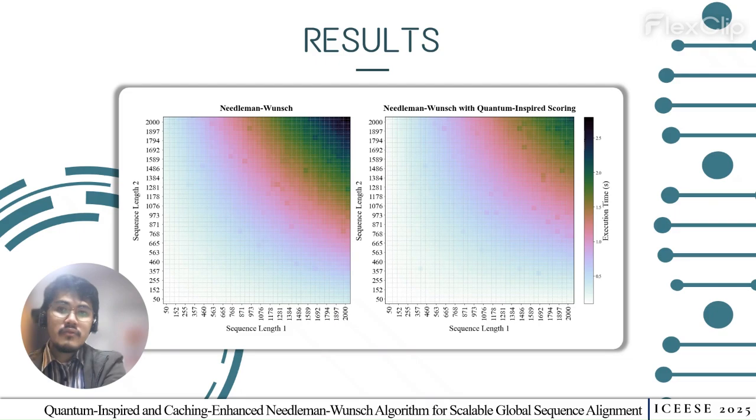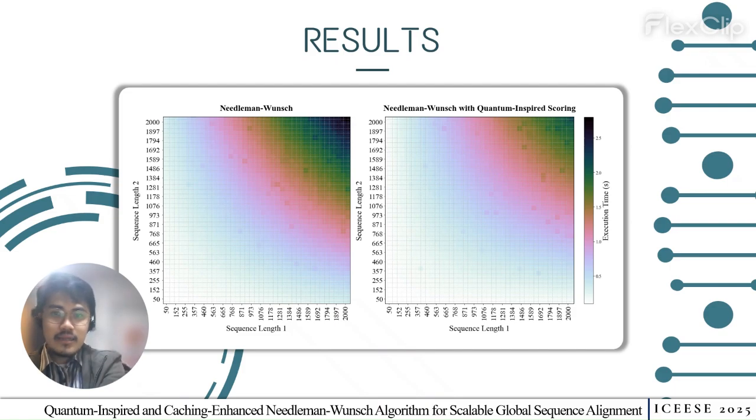The following figures provide a heat map and visualization of execution times for NWA and NWQIS across varying sequence lengths. Both heat maps reaffirm the quadratic time complexity. This is expected from sequence alignment algorithms. However, a clear distinction emerges. The quantum-inspired scoring mechanisms consistently result in lower execution times, especially as sequence lengths grow larger.